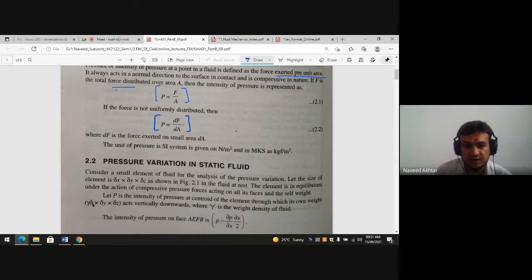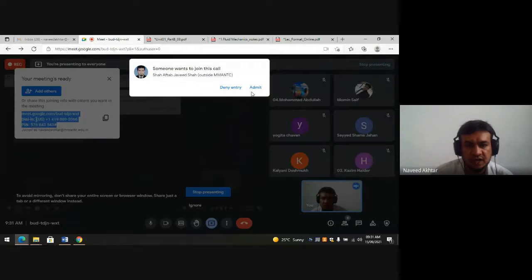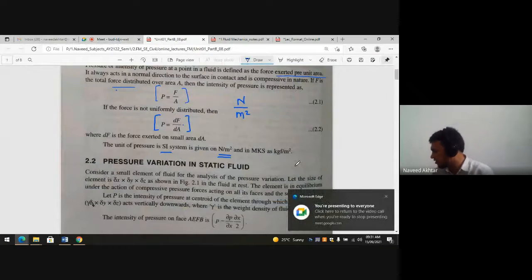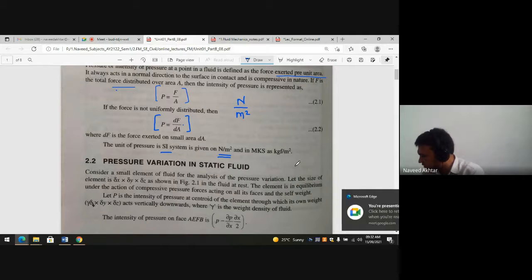We know that we measure stress in Newton per meter square. The force is in Newton and the area in meter square. So pressure is also measured in Newton per meter square. The SI unit of pressure is Newton per meter square, and if you go for the MKS system, it is kgf per meter square.